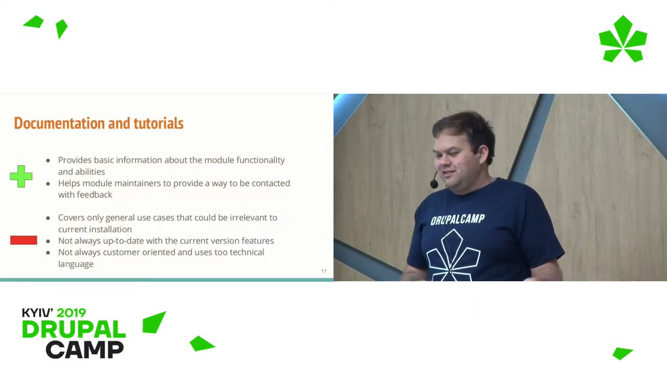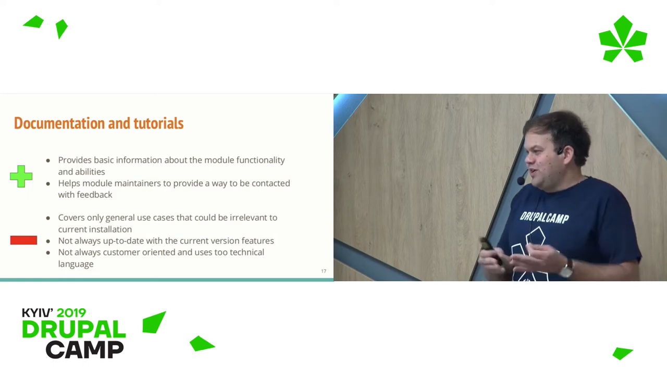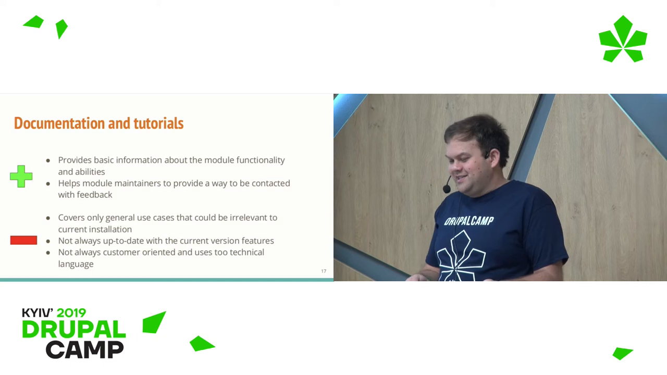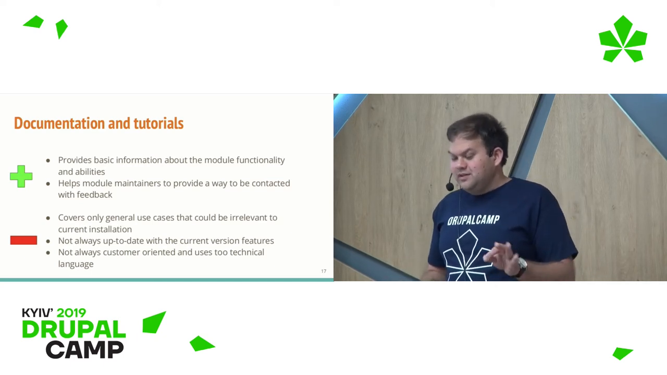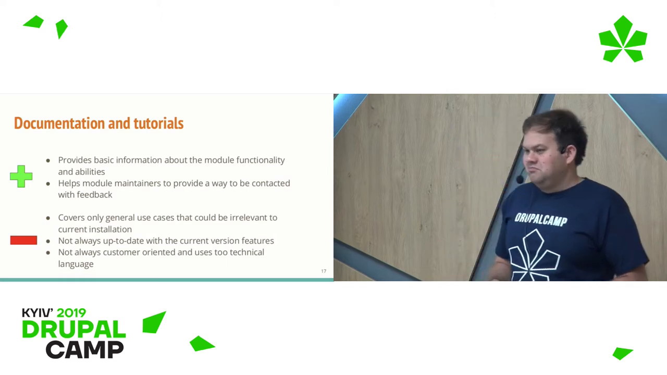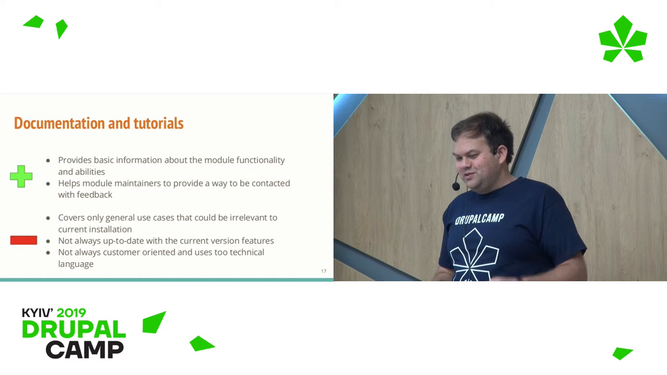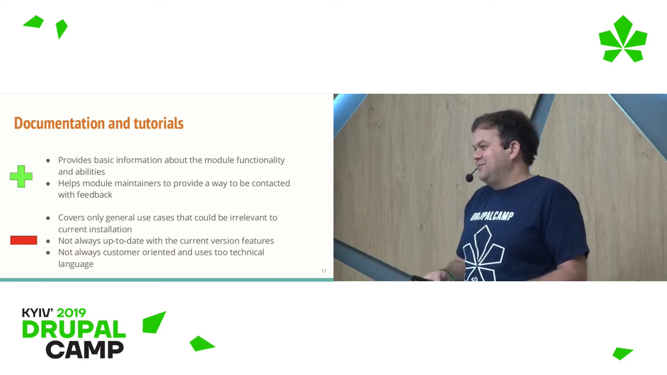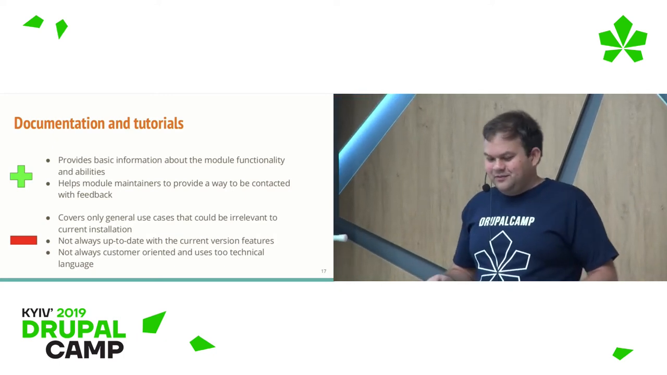But as always, it covers only some general use cases that can be relevant to your task. So for example, I used one month ago the Commerce module just to have the price field. I am not using the whole Commerce, but I want the price field. So then it's not always up to date, because the developer created the README when he initially pushed the module, and then after 10 versions, it's still the same, but it has more features, more stuff to achieve from this module.